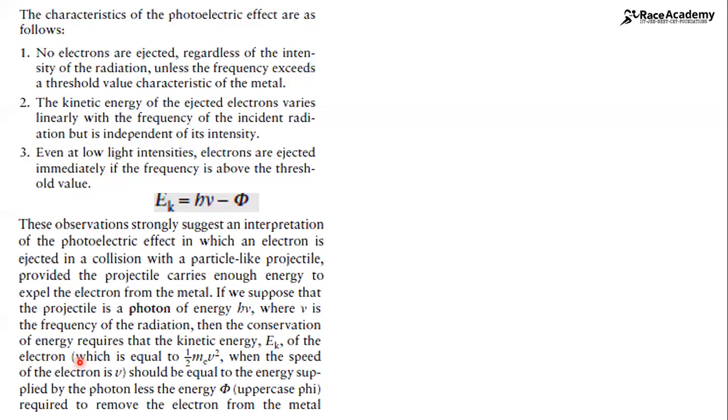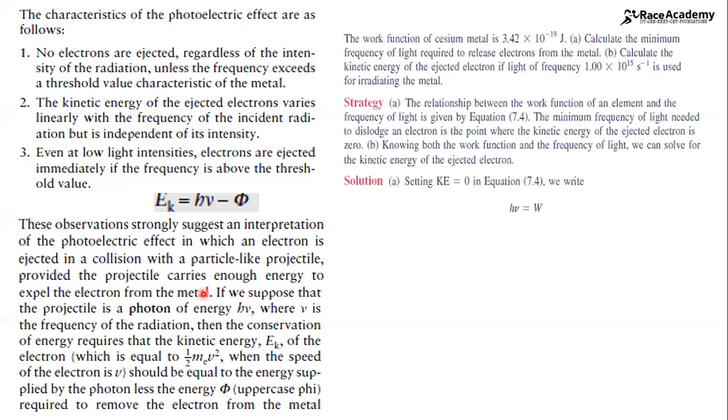which is equal to half m v squared, should be equal to the energy supplied by the photon less the energy phi. That means phi is nothing but the energy required to remove the electron from the metal. So if the photon energy is more than phi, then definitely it will remove the electron from the metal surface.